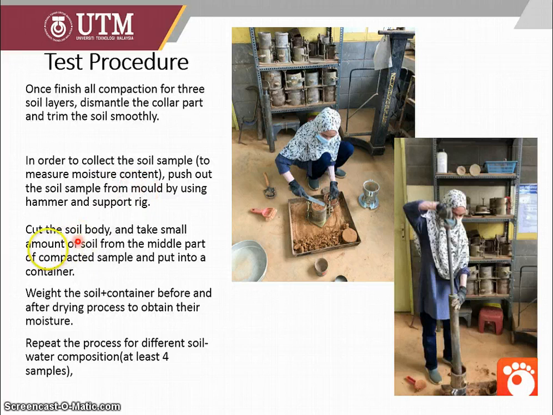And we cut the soil body, take a small amount of soil, and weigh the soil with a container before and after the drying process. And usually the drying process will take about 24 hours. And this result will become the moisture content. Initially, we already mix the soil with the water, but that is not the moisture content. The final result from the compaction is the moisture content.